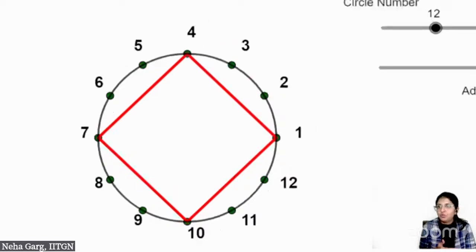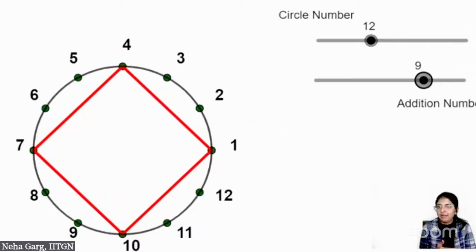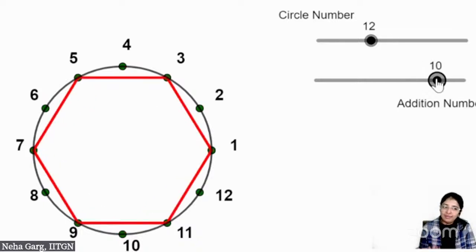So, okay, you can see my numbers here. What I'm doing is adding the numbers here. So if I start from 1, I add 9 to it, which goes to 10. And then 10 plus 9 goes to 19. And 19 minus 12 is 7. So it comes to 7. And so on. It forms a square. And then 10 gives me a hexagon. And can you guess what will be 11?